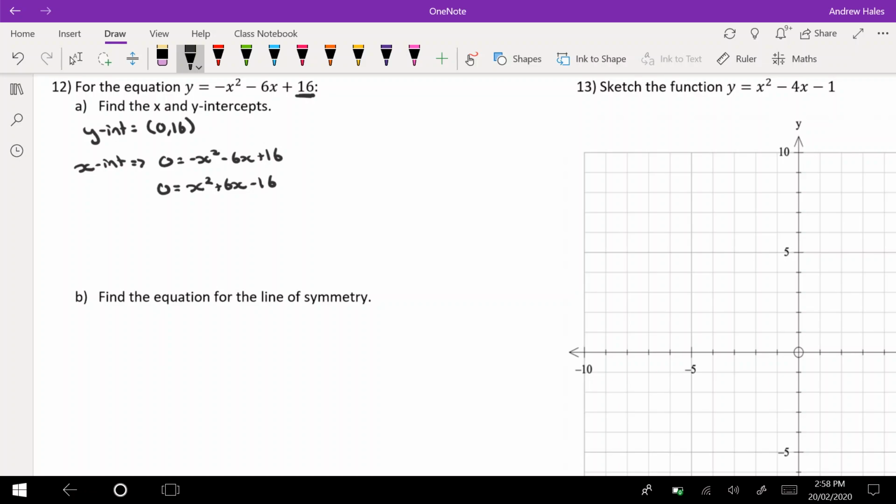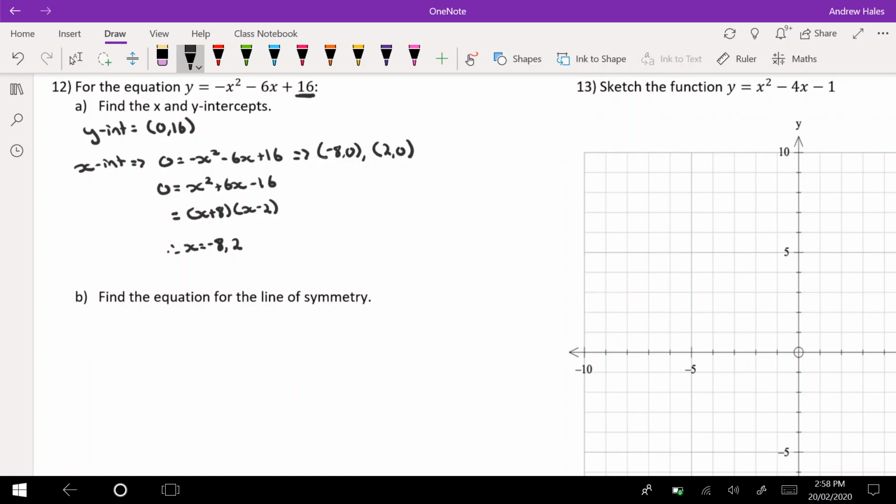So what are the factors of -16 that add to give 6? That's going to be that x plus 8, x take 2. Therefore, x is equal to negative 8 and positive 2. So my x-intercepts are going to be the 2 points, negative 8, 0, and 2, 0.